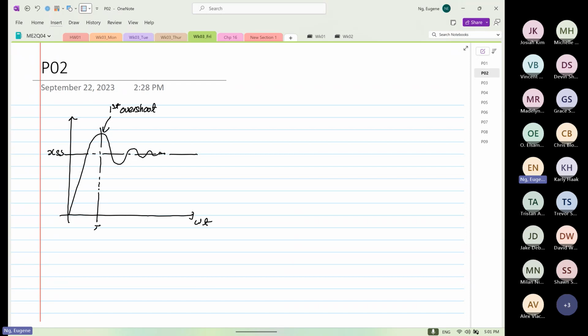And we know that this is equal to pi, right? So because it's the first overshoot, you will automatically know that this is your TP. Okay, your time to the first peak. And then immediately halfway, this is pi over 2, right? This is your TR, right? And then if you have your certain range, again, this is just a sketch.